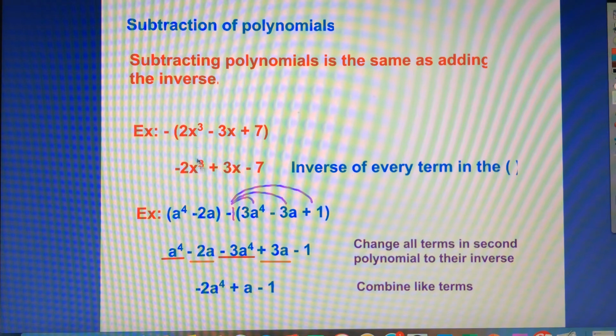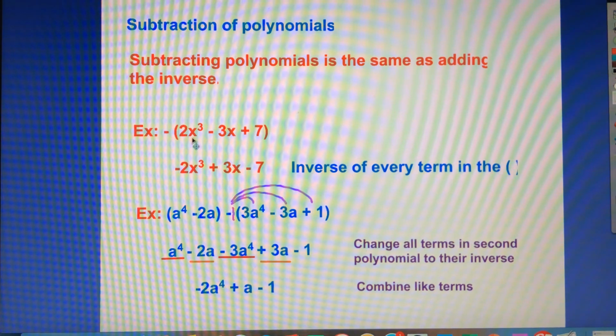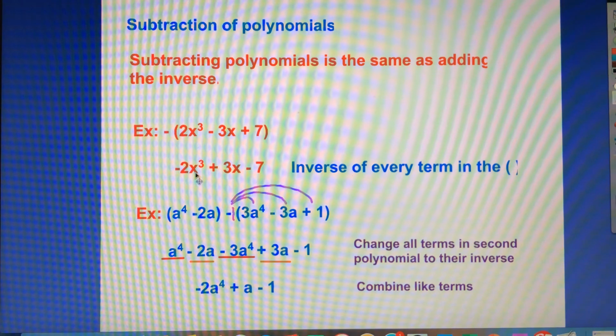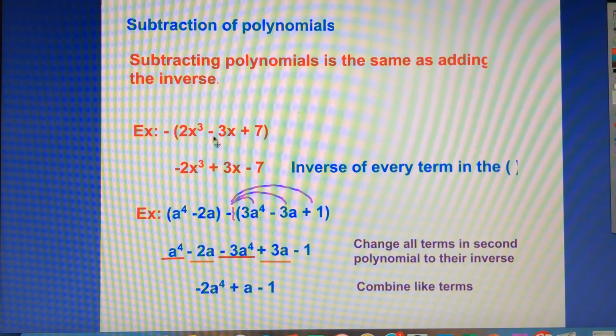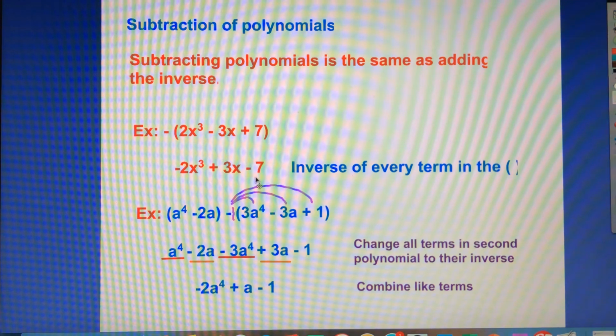That is the same as saying addition, add the inverse of each term. So if I take the inverse of each term, I get negative 2x cubed, a positive 3x, and a negative 7. It becomes complicated. Not everybody wants to do all that.